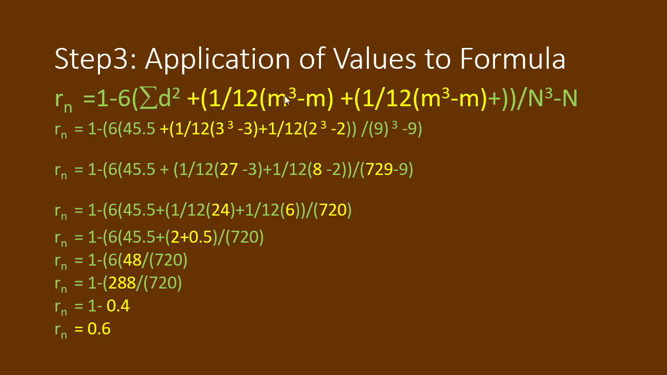Here m indicates the number of times repeated. So 60 is repeated 3 times, so the m value is 3 here. And here m cube minus m, so 13 is repeated 2 times.